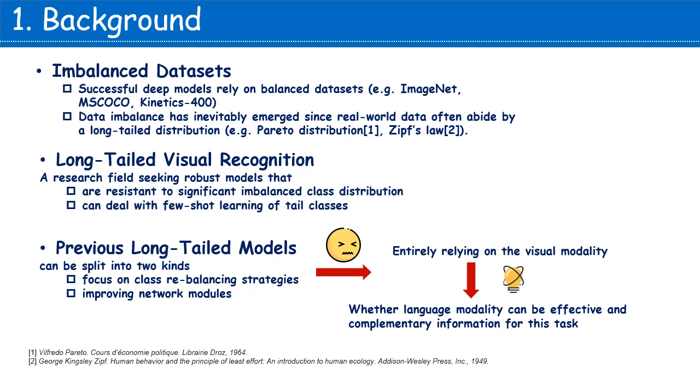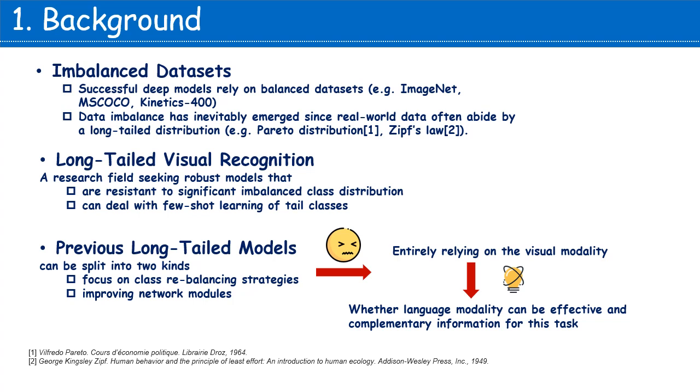The success of deep models can be largely attributed to the availability of large-scale and high-quality datasets like ImageNet, MS COCO, or Kinetics 400. However, data imbalance has inevitably emerged since real-world data often abides by a long-tailed distribution. Due to the imbalanced data, long-tailed visual recognition methods are needed to tackle the data problem. It is a research field seeking robust models that are resistant to the significant imbalanced class distribution and can deal with the future learning of the tail classes.